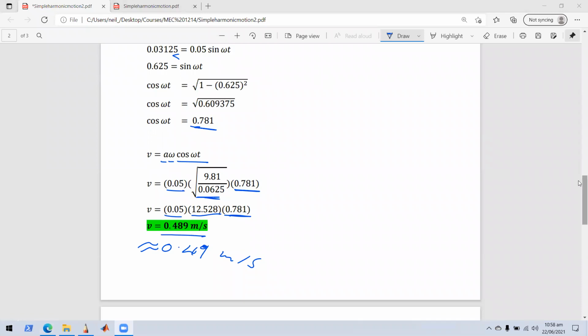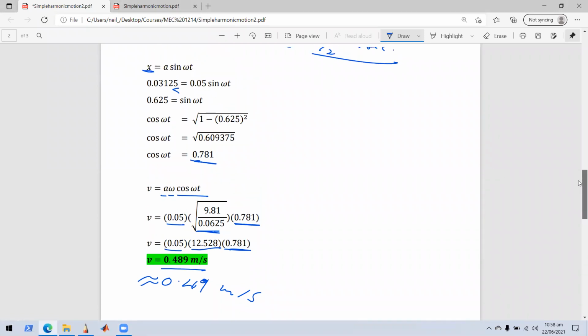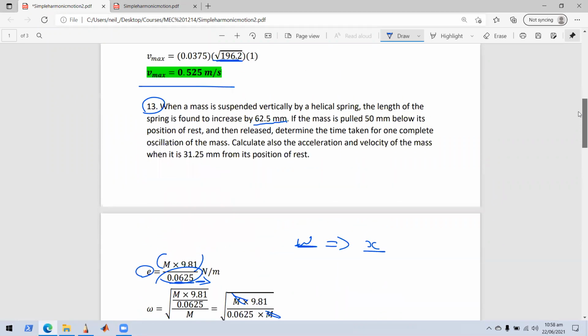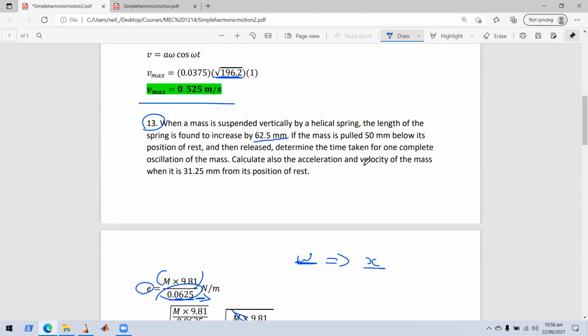Sir, could you go back to the question? What did it ask us to find? Velocity at that particular point. Velocity of the mass when it's 31.25 meters from its position.